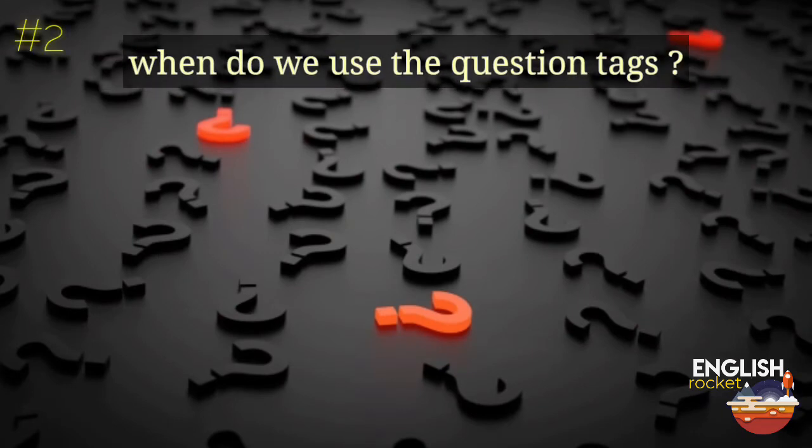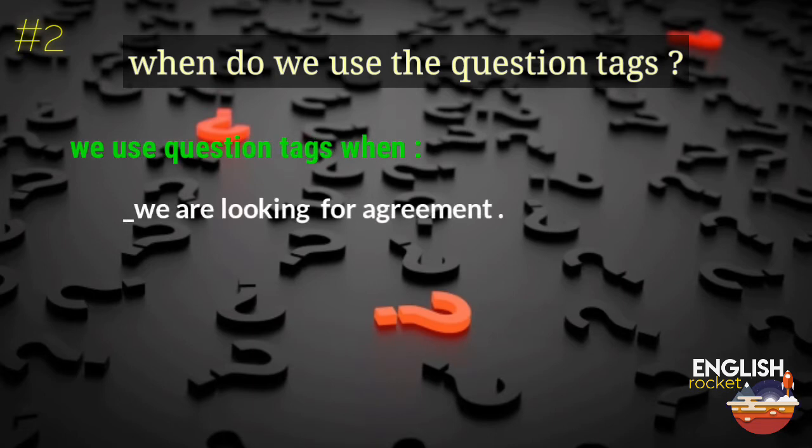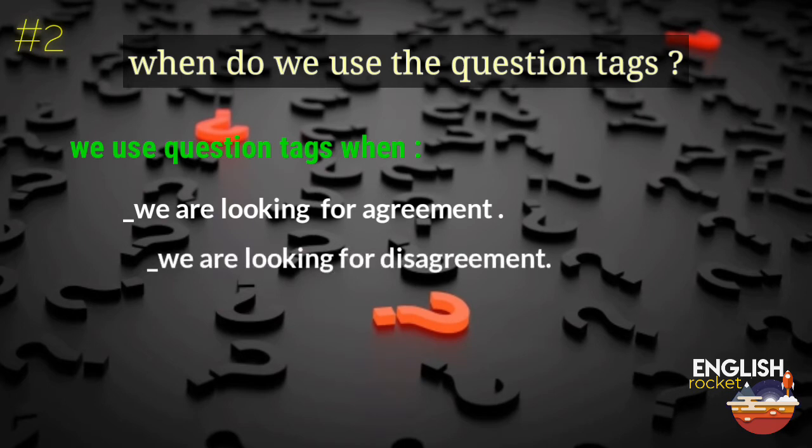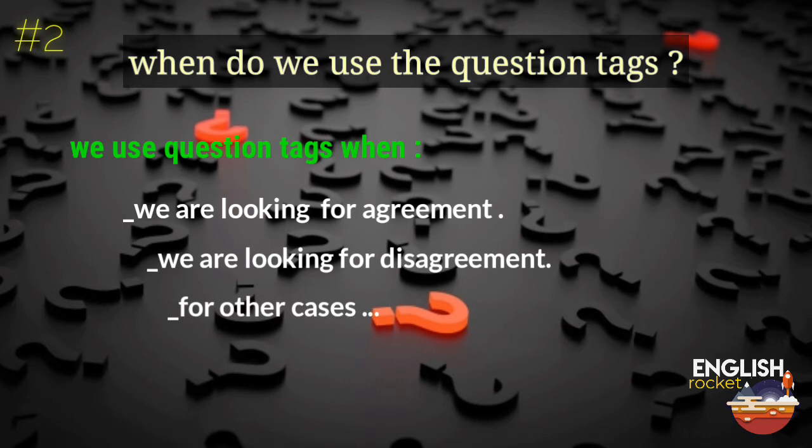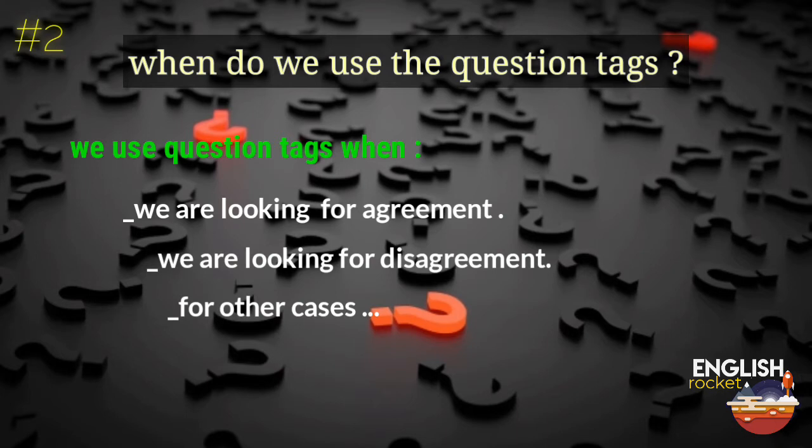Now, when do we use the question tags? Here is the answer. We use the question tags when we want to make sure that the person is agreeing with us, which means agreement. Or if we are not sure if that person is agreeing with us, which means disagreement. It's not the only case in which you can use the question tags. There are more cases. Maybe you are not even caring if that person is agreeing or not agreeing with you, but you are just asking the question. In this case, you are going to use the question tag.